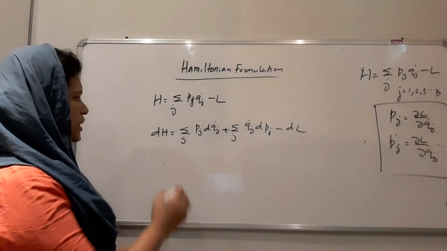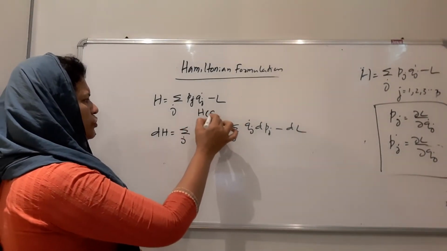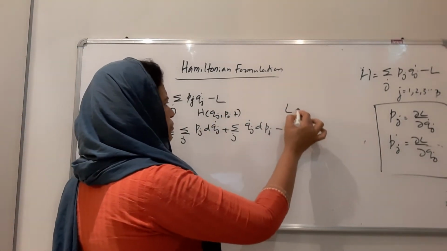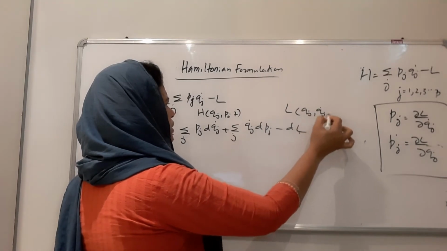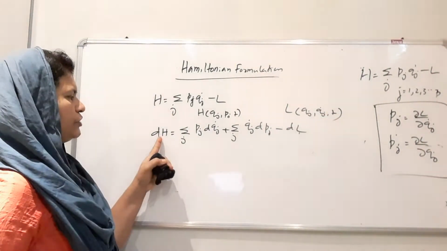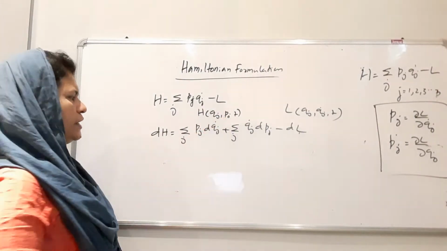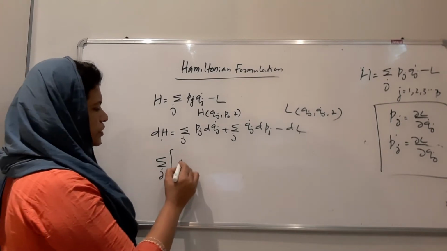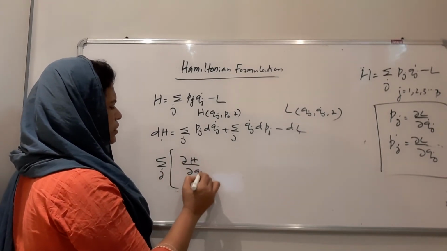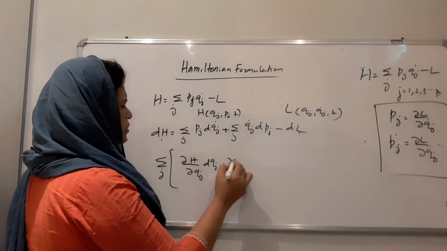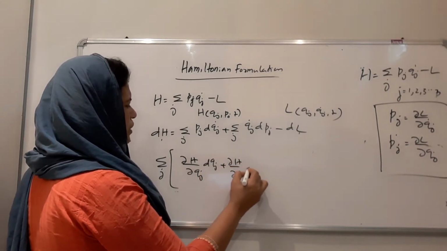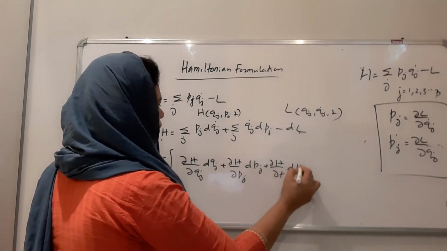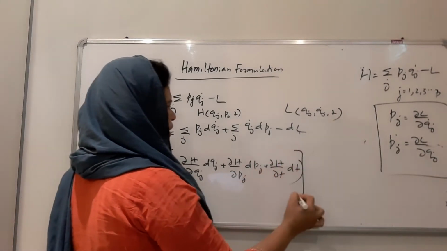Now what is H? H is a function of qj, pj and t. And what is L? L is a function of qj, qj dot and t. Therefore, we can differentiate H with respect to qj, pj and t. Therefore, we get dH is equal to sigma j, j is common for all, ∂H/∂qj into dqj plus ∂H/∂pj into dpj plus ∂H/∂t into dt.